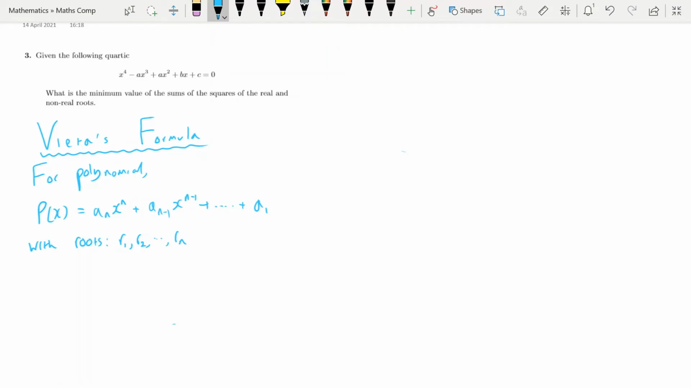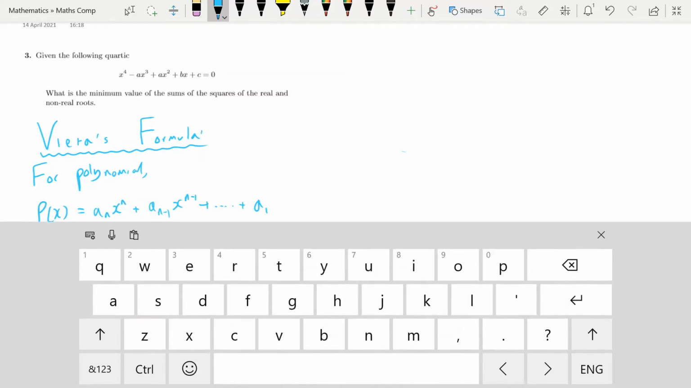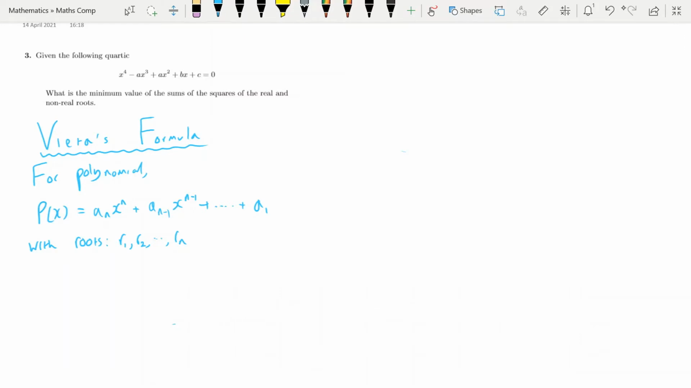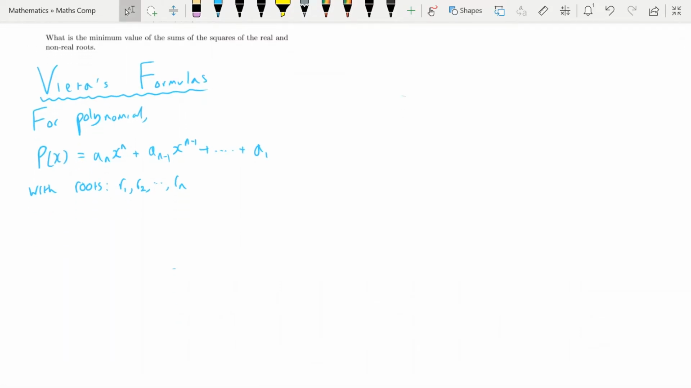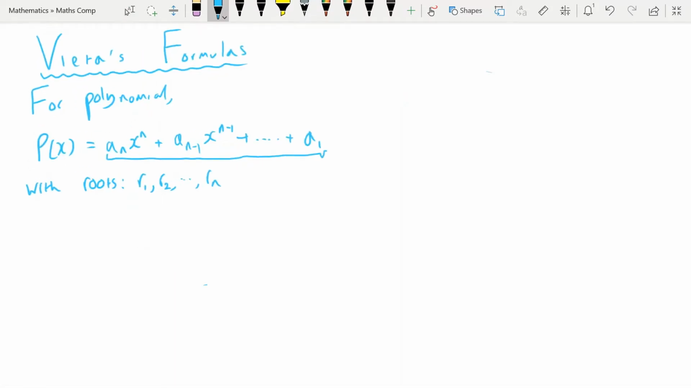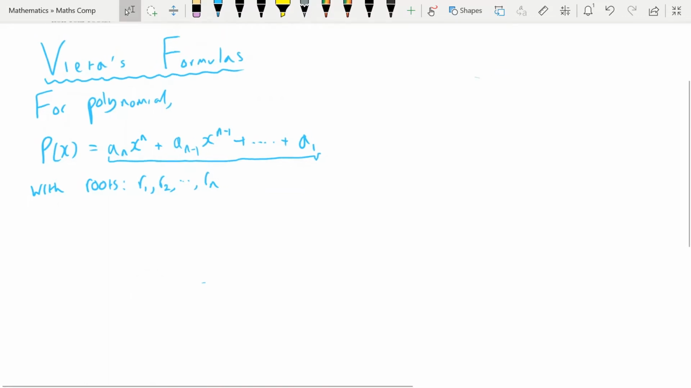So in round 1 I mentioned something about Vieta's formula, and Vieta's formulas are to do with the sums of the roots. So if you have a polynomial in this form, which is just a normal polynomial, where n is an integer, so this is a degree n polynomial, it will have n roots, so some repeated, some not.